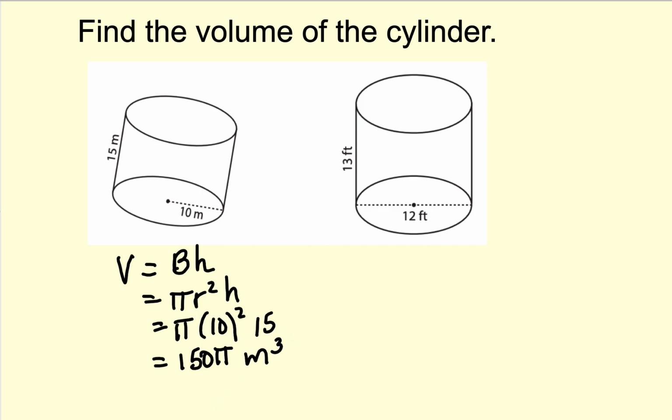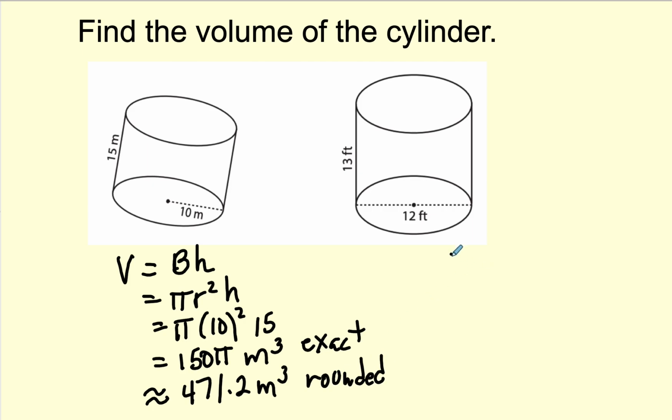Now this is what we call an exact answer. If we go to the calculator and use the pi button, the answer is going to be 471.2 meters cubed. So again, this is exact and this is a rounded answer.